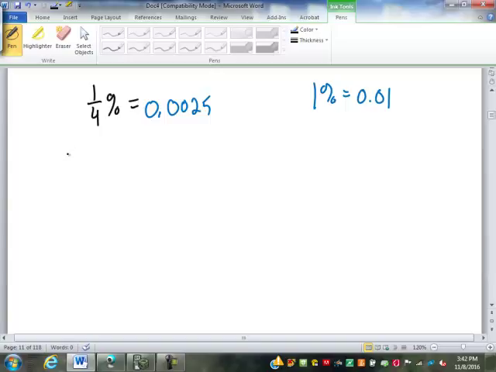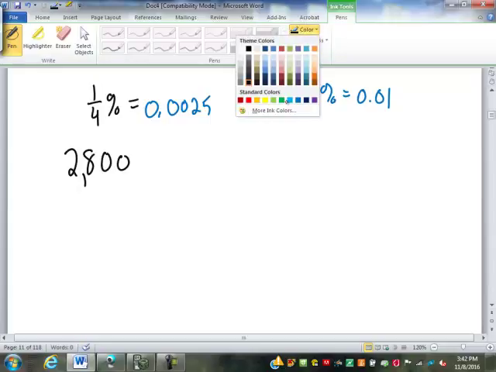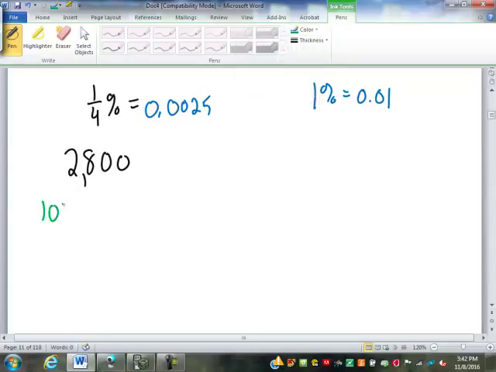If I start off with 2,800 as my number, what is 10% of 2,800? 280. Very good. Because 10% is 10 out of 100, or 1/10. To find 1/10, it's just a matter of moving that decimal point over one spot. So 10% is relatively simple to find. What would 1% of 2,800 be?